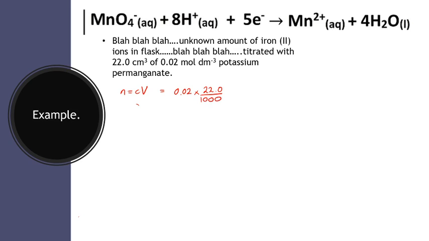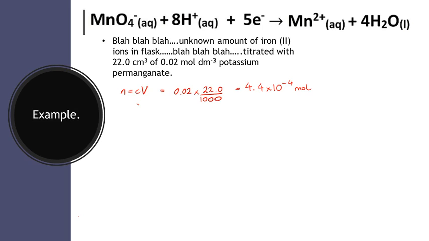So 0.02 times 22 divided by 1,000, and my calculator turns out 4.4 times 10 to the negative 4 moles. Okay, and that's what I added from the burette. Now I do need to know how many moles the burette chemical, the permanganate, reacts with in the flask.